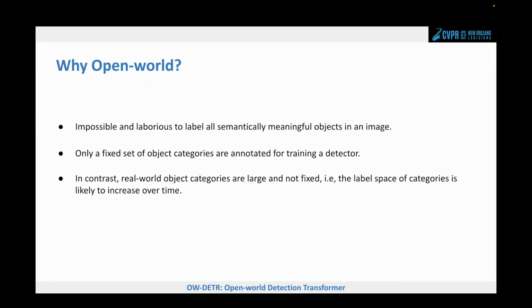Why do we even need the open world setting? With the increasing data, it's getting impossible to label all semantically meaningful objects in an image. Whereas we strive to employ only certain fixed categories at a time for training the detector, and as the label space increases over time, the same detector can be adapted to the new data.